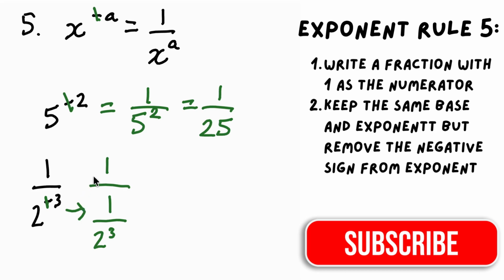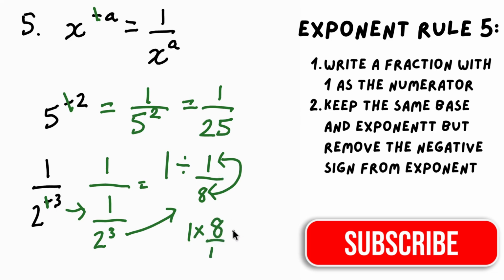But now what we have to do is rewrite it like this with the division sign. 1 divided by 1 over 2 cubed, and 2 cubed is just 8. So it's just 1 divided by 1/8. And if you remember how to divide fractions, we have to find the reciprocal of the second fraction. So flip the top and bottom, and we multiply them together. 1 times 8 over 1, which is equal to 8.